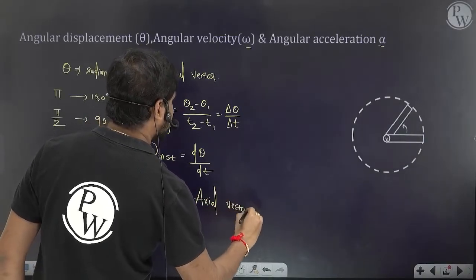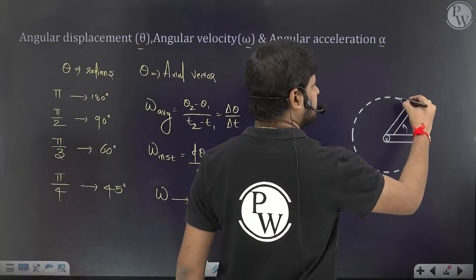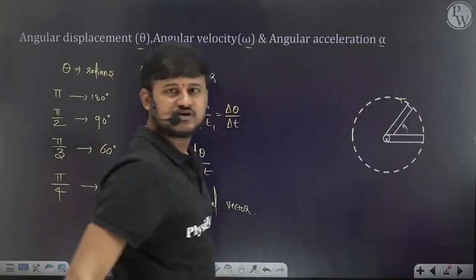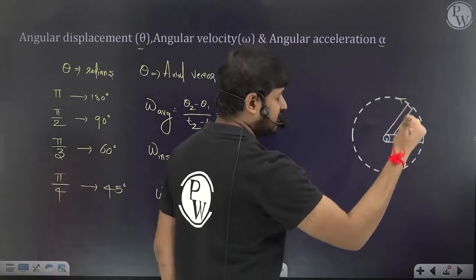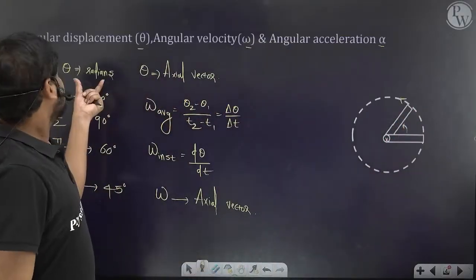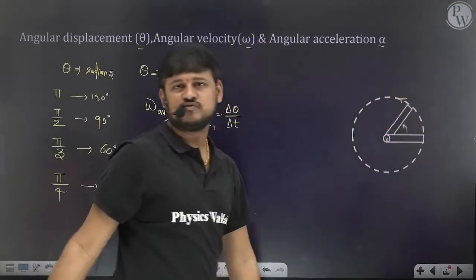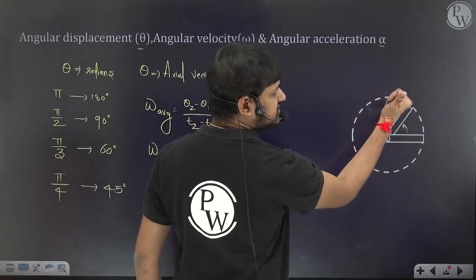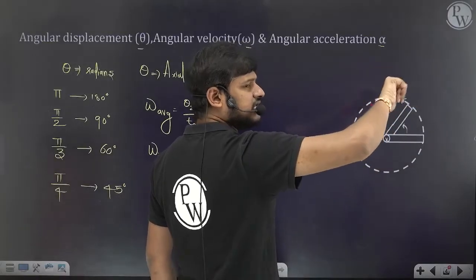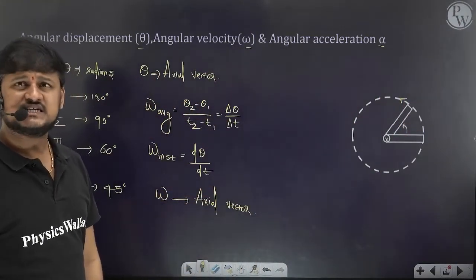How do you find the direction of this axial vector, theta or omega? Suppose the body is moving in a circular path like this. If you curl your fingers in the direction of the circular path of the body, then the thumb gives the direction of angular displacement and angular velocity. They both will be in the same direction. If the body is moving to the right side, then the angular velocity and angular displacement will be inwards. Clear guys? Understood? Sure.